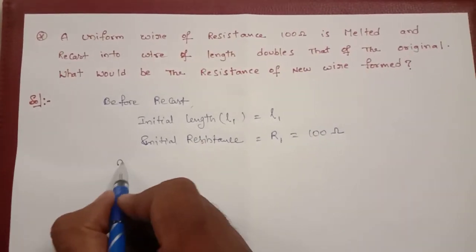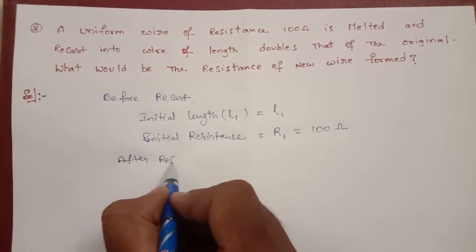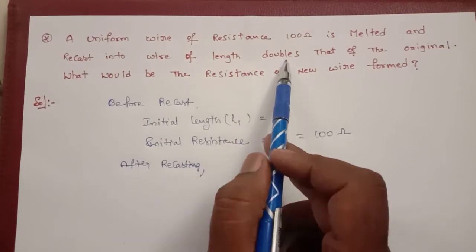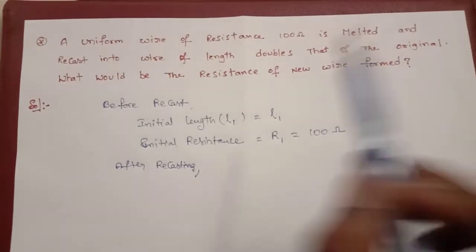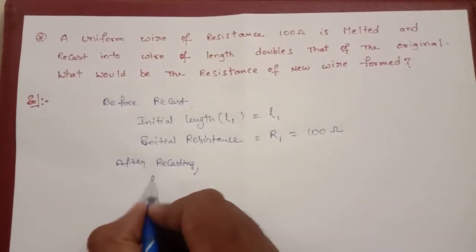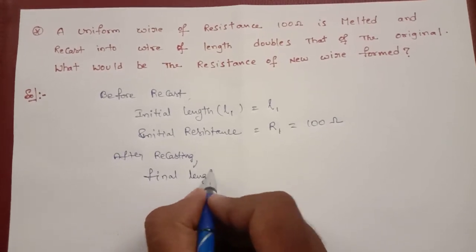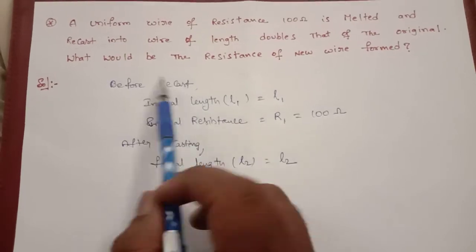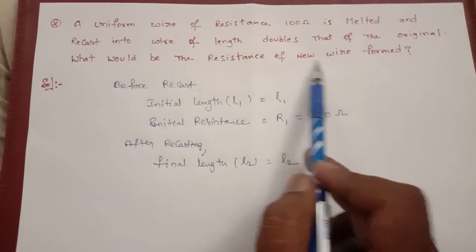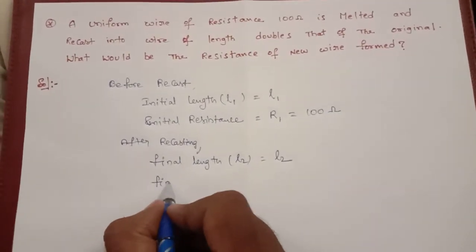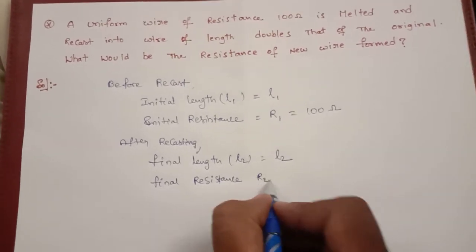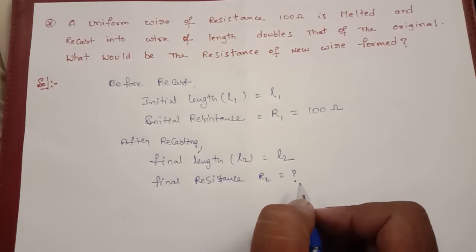The change is recasting. After recasting, the wire length changes. It becomes double that of the original length. So the final length L2 is equal to 2L1, double that of the original. And the resistance also changes. So the final resistance R2 is equal to, we need to calculate.